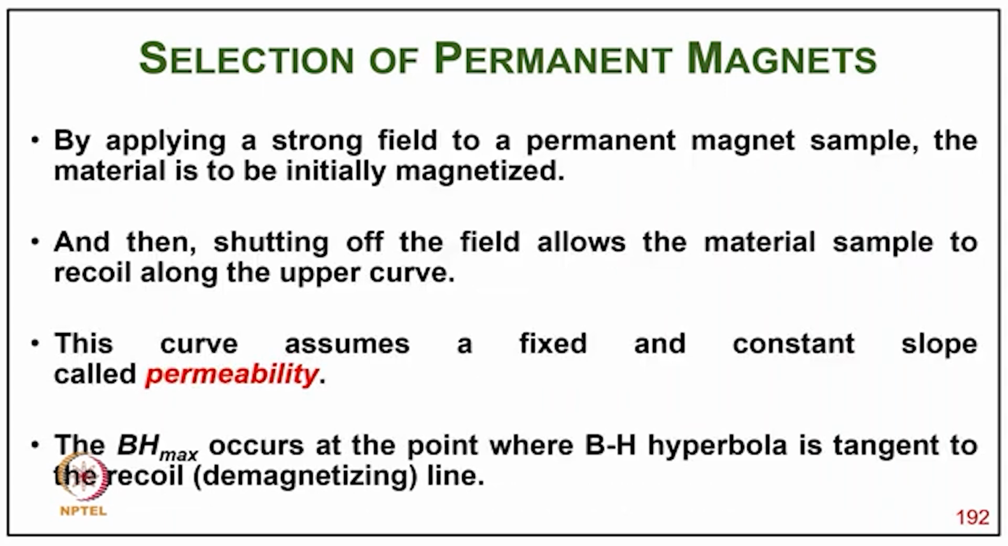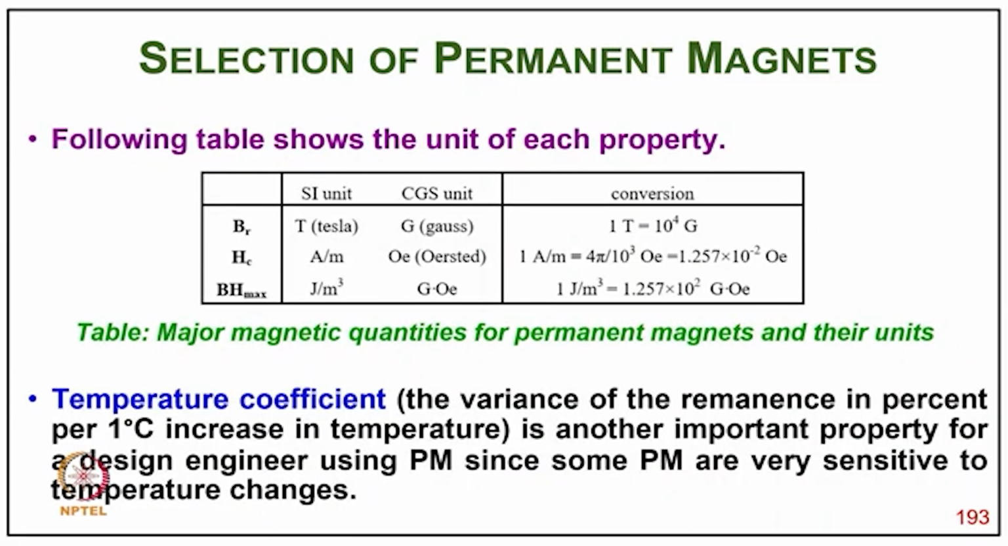By applying a strong field on a permanent magnet sample, the material is initially magnetized, and then removing the field allows the material sample to recoil along the upper curve. This curve assumes a fixed and constant slope called permeability, and the BH max occurs at the point where the BH hyperbola is tangential to the recoil demagnetizing line in the second quadrant.